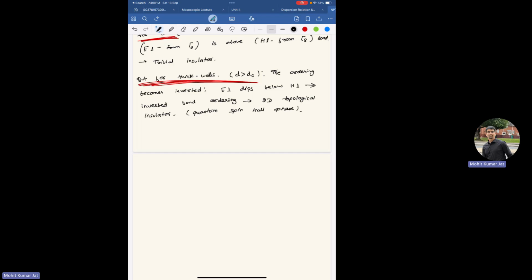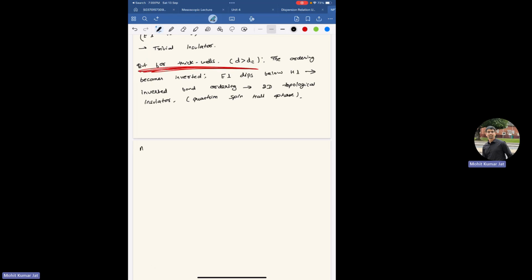So at the critical thickness D equal to DC, the E1 and H1 subbands cross and the gap closes at k equal to 0. At D equal to DC, the E1 and H1 subbands cross and the gap closes at k equal to 0. We can of course draw the schematic.